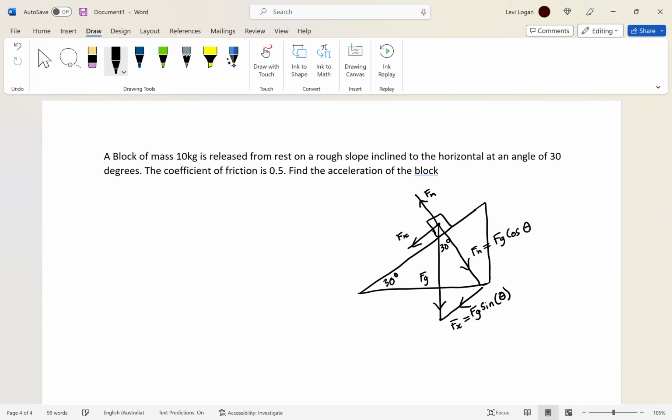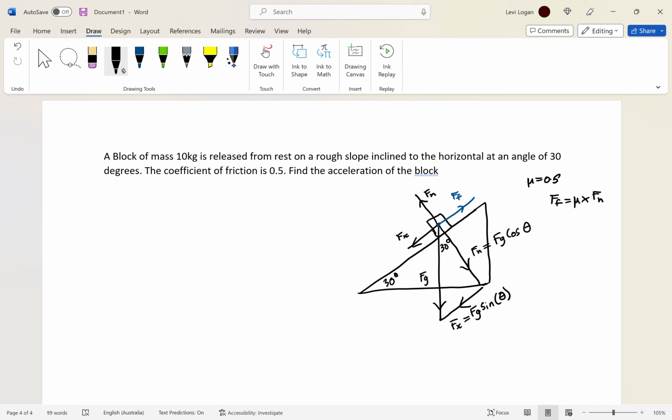Now we've been told it's a rough surface, so we have a force of friction as well. So I'm going to use a different color for that. So we have F subscript F. Alright, that's our diagram. It's pretty detailed. We've also been told our friction coefficient is 0.5, and we know the force of friction is the friction coefficient multiplied by the normal force. So we're going to need to find the normal force as well as the force down the slope.